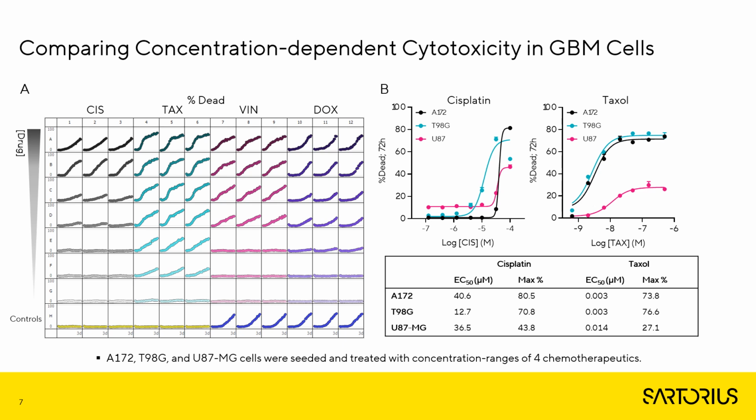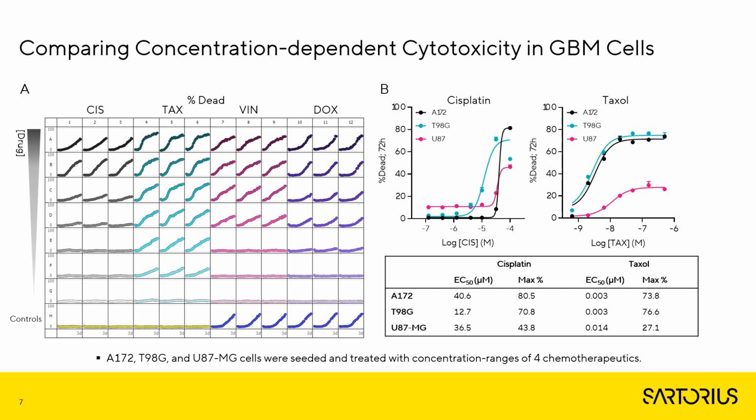So the resulting data from the compound screen was used to select 4 compounds to investigate further based on observed differences in cell death across the different cell types. Subsequently, the 3 glioblastoma cell lines were seeded into 96-well plates and treated with a 3-fold serial dilution of cisplatin, Taxol, vinblastine, and doxorubicin. And then we monitored cell death over 3 days.